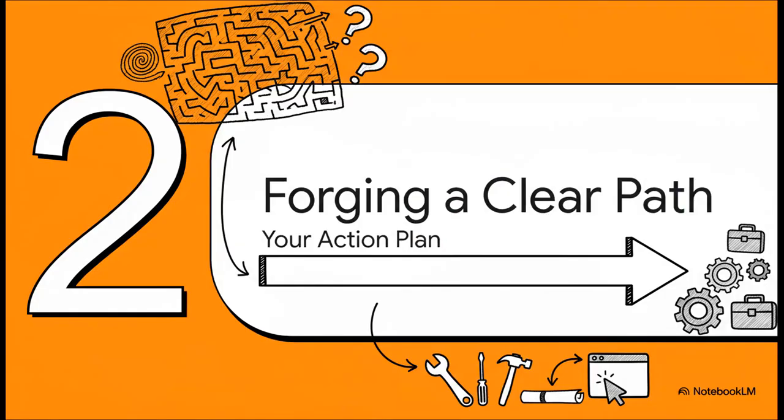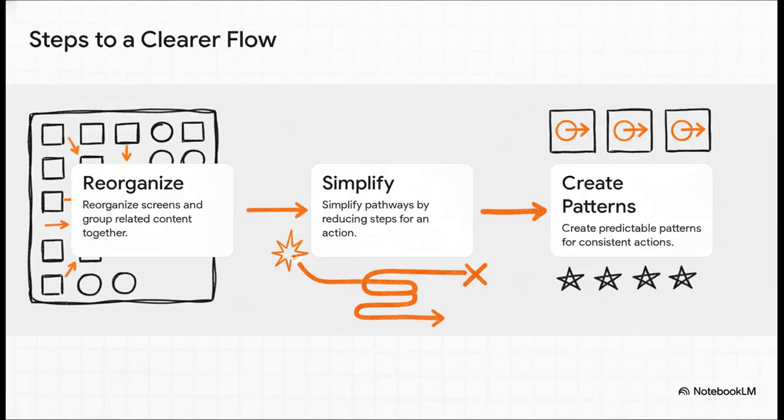All right, enough about the problem. Let's get into the good stuff, the solution. Think of this next part as your action plan, your toolkit for turning that confusing maze into a path that's so clear and direct for your users, they don't even have to think about it. We can actually boil this whole process down to 3 really powerful steps.